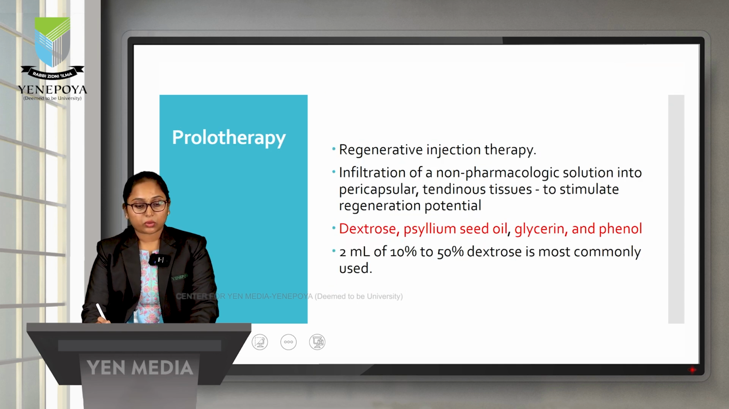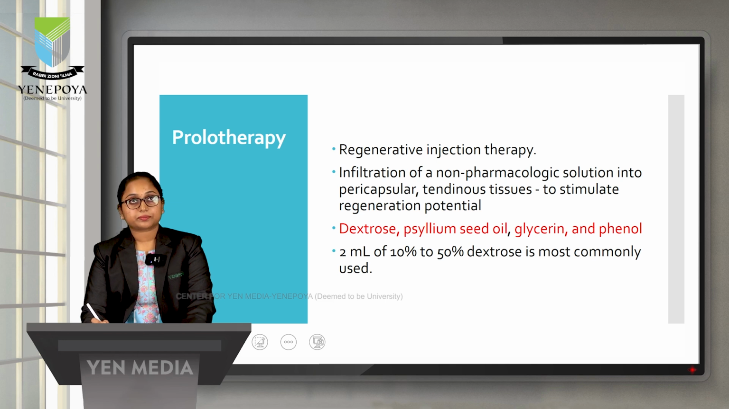Next comes prolotherapy. It is also called regenerative injection therapy, wherein certain non-pharmacological solutions are injected into the pericapsular and tendinous tissues to stimulate the regenerative potential. The drugs used are dextrose, psyllium seed oil, glycerin, and phenol, but the most commonly used is 2 ml of 10 to 50% dextrose.